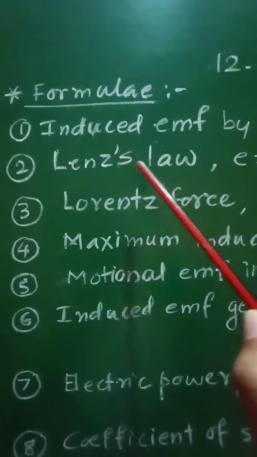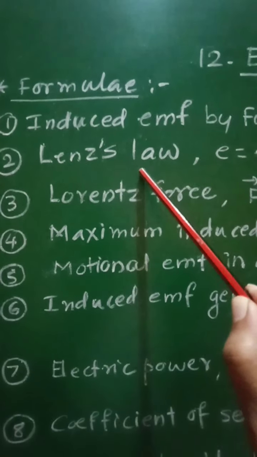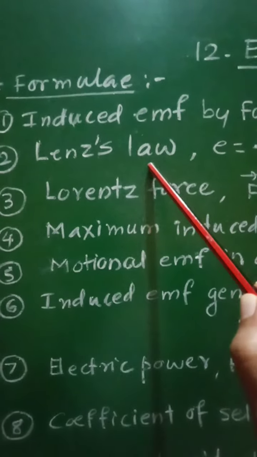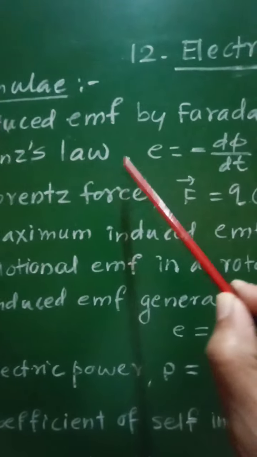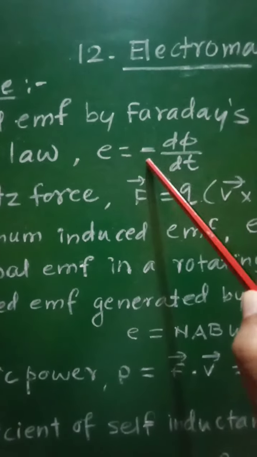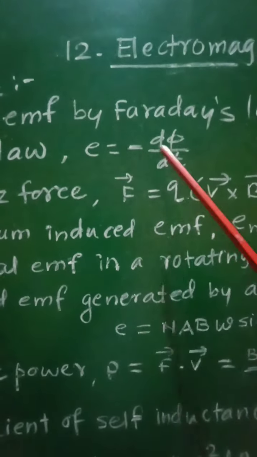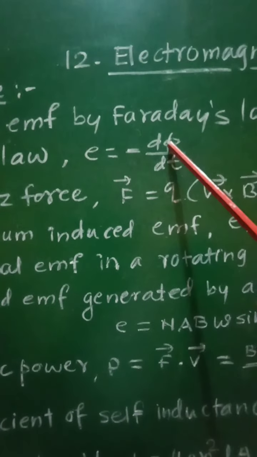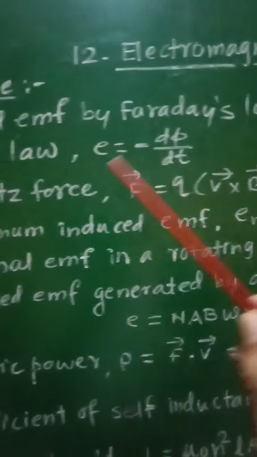Second, Lenz's law, which gives the direction of induced EMF. According to Lenz's law, E is equal to minus dφ by dt.